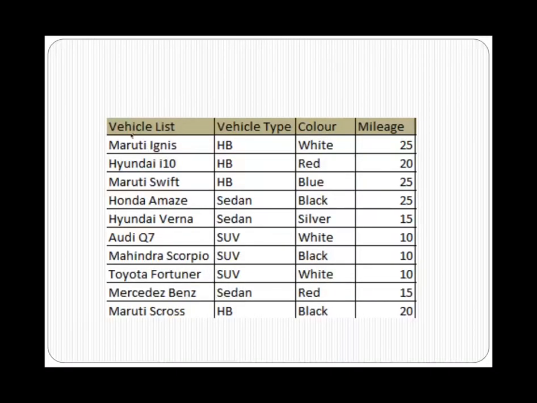We have different vehicles, for example, Maruti Ignis, Hyundai i10, Maruti Swift, etc. And for each vehicle, we have a vehicle type, hatchback, sedan, or SUV, color, and the mileage that it is providing. We want to choose the best vehicle for us. Now, we don't know, because for some people, color might not be very important, but mileage, for most people, is very important. That is for sure. Then for other people, color might not be important, but vehicle type might be very important. So we don't know what kind of weightage should be given.